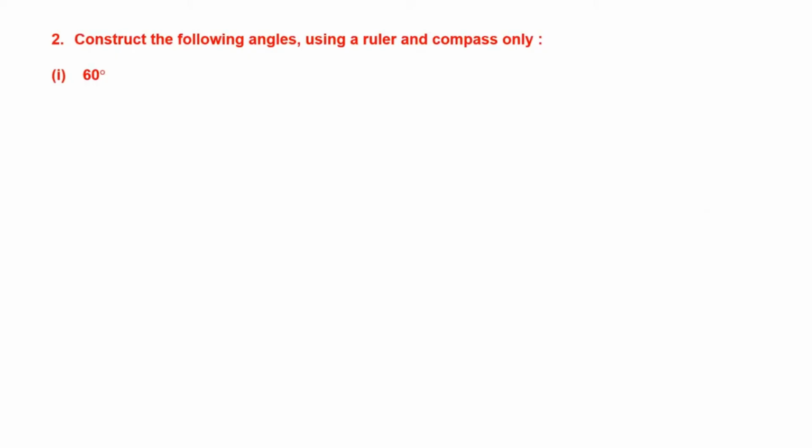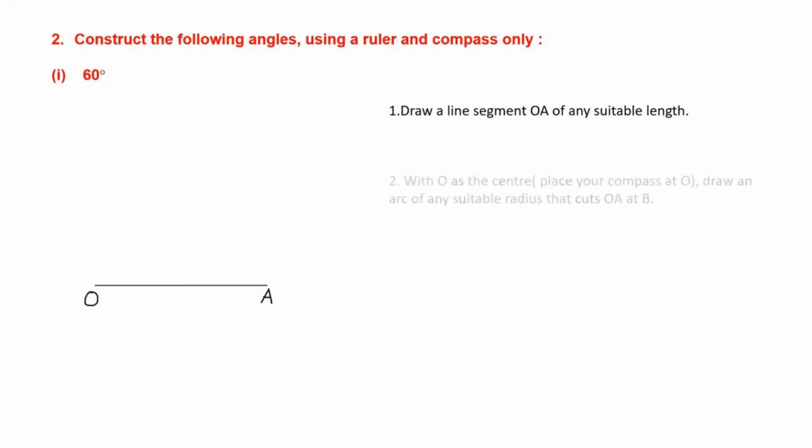Next question, we have to start constructing angles using a ruler and compass only and not your protractor. Your protractor can be used just to check your answer at the end. Question 1, we have to construct an angle of 60 degrees. First step, draw a line segment OA of any suitable length. So line segment, name it OA, any suitable length.